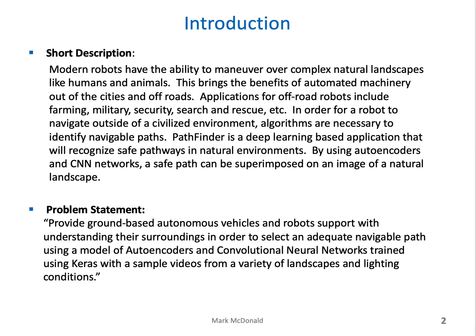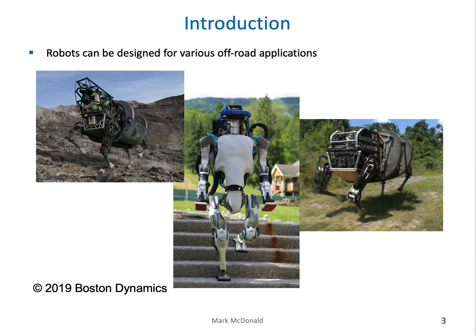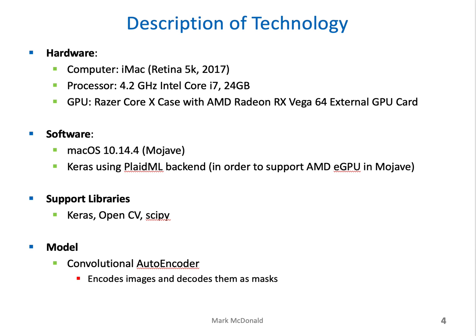This project aims to provide these types of vehicles the ability to identify paths that are safe for them to navigate. Here are a few pictures of robots from Boston Dynamics that have proven an amazing ability to navigate and traverse difficult off-road landscapes. I'll be using a Mac with an external GPU.